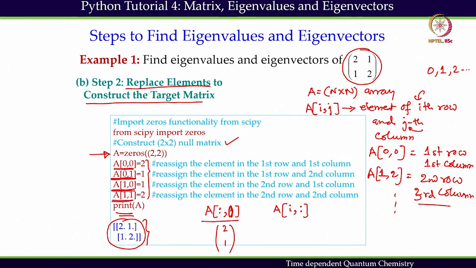Similarly, this is going to give me the entire row, and if it is 0, comma, colon, it means that I am going to get back the entire row, and that is going to be 2, 1. The first row, and this is the first column, because the 0th index is indicating the first column. So, these are the ways one can collect the particular entire row and entire column of a matrix which has been represented in Python already.